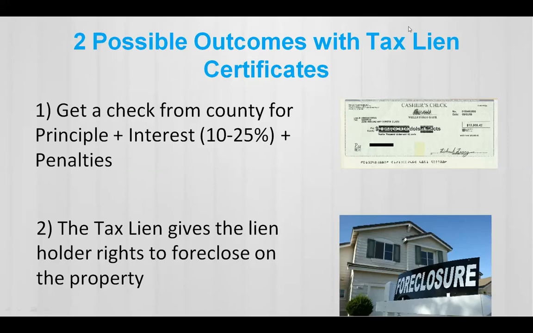Two possible outcomes with a tax lien certificate. Number one, you're going to get a check from the county for principal, interest, and penalties of 10 to 25%. There are states out there with higher rates, but I try to stay away from the 50% rate of return because that is Texas. Does it happen? Yes. But again, let's try to keep this real: 10 to 25%. Number two, a tax lien gives the lien holder the right to foreclose on the property.